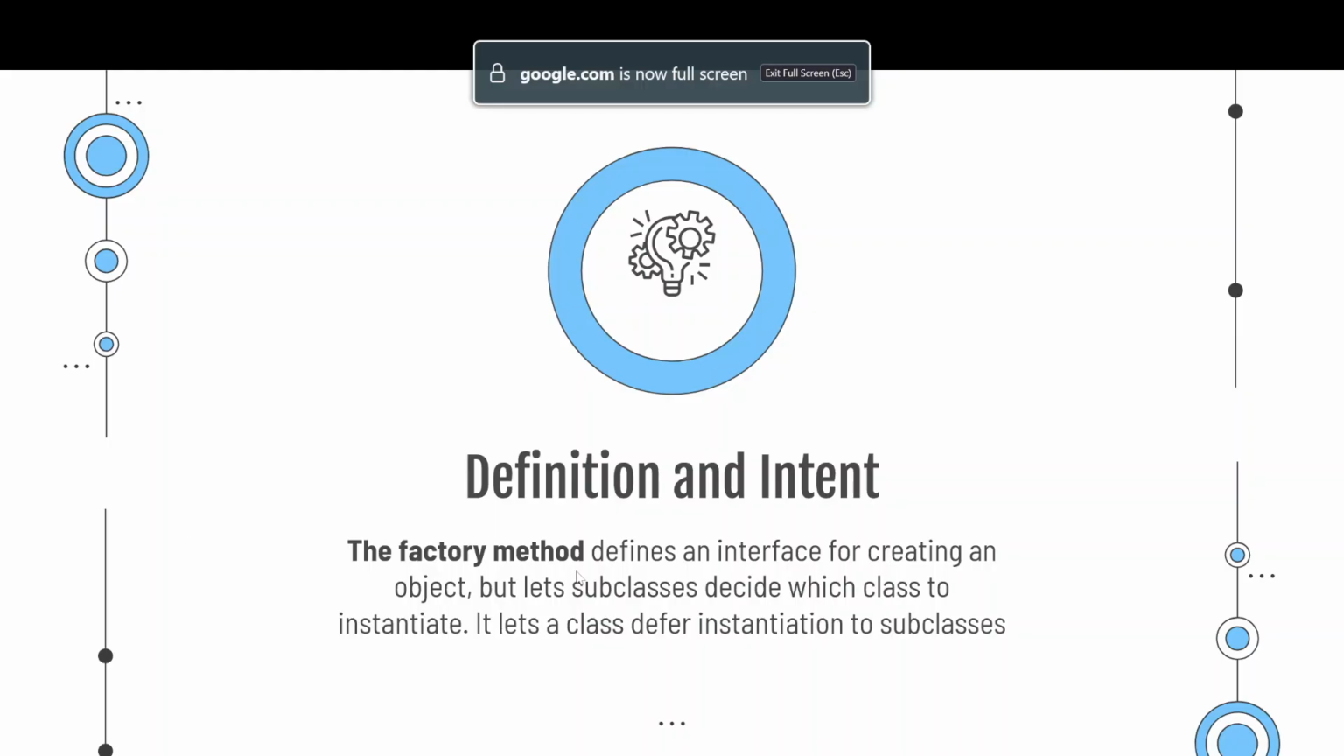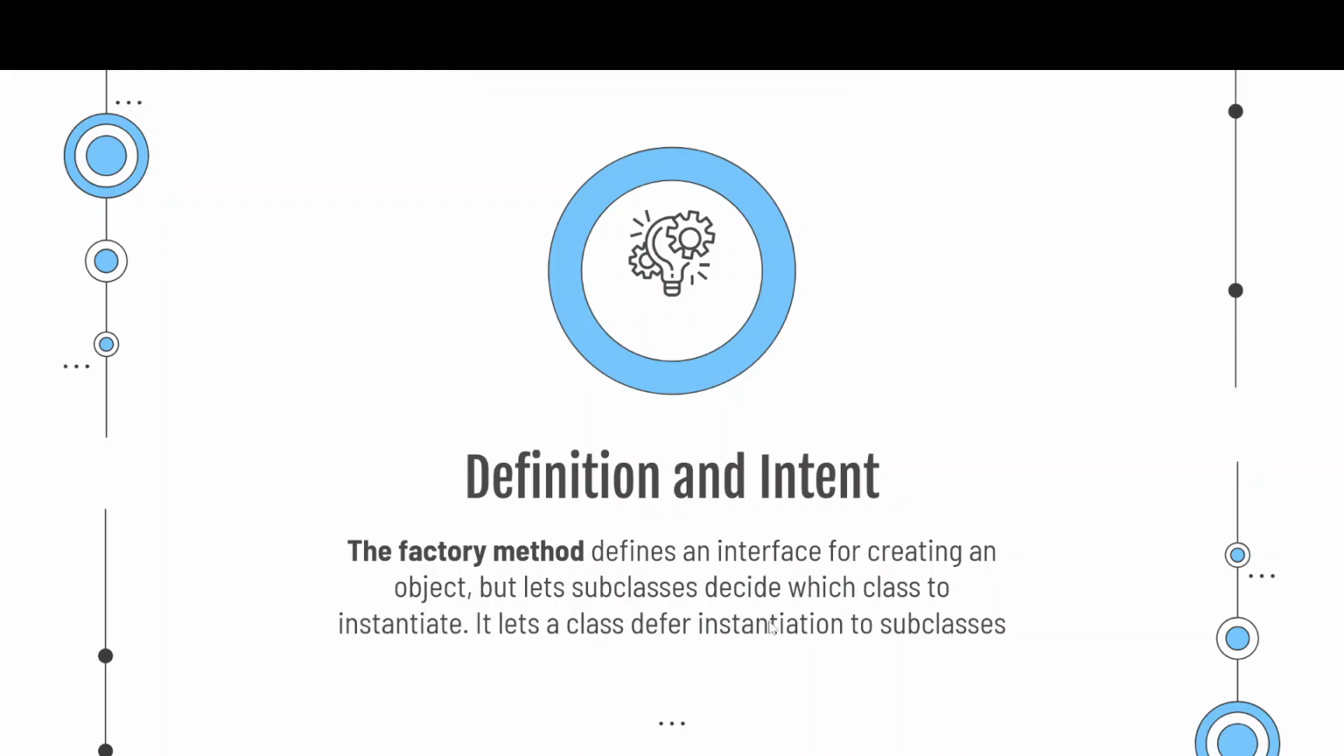Let's define it. The factory method defines an interface for creating an object, but lets subclasses decide which class to instantiate. It lets a class defer instantiation to subclasses. What does all this mean? Defines an interface for creating an object: we create a blueprint for object creation. It lets subclasses decide: each report type decides how to create itself, and then it defers instantiation to subclasses.